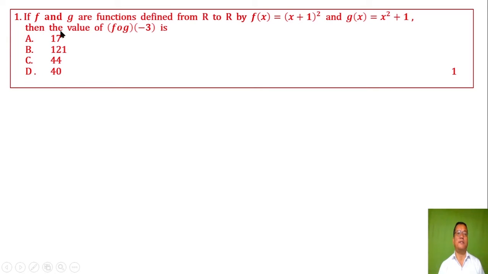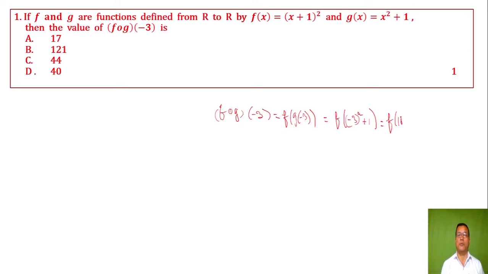Question number 1. If f and g are functions defined from R to R by f of x equal to (x plus 1) whole square and g of x equal to x square plus 1, then the value of fog of minus 3 is? fog of minus 3 is f of g of minus 3. g of minus 3 is (minus 3) whole square plus 1, whose value is 10. f of 10, that is (10 plus 1) whole square, is 11 square, 121. Correct answer is B.